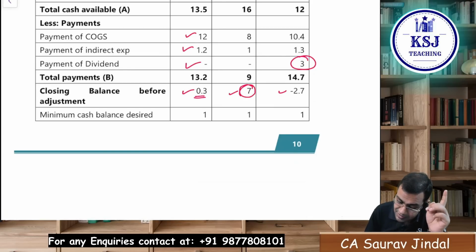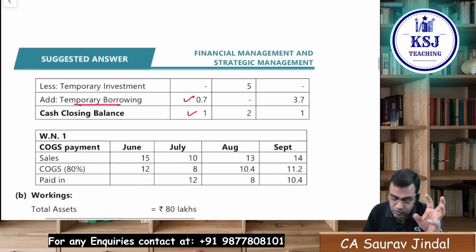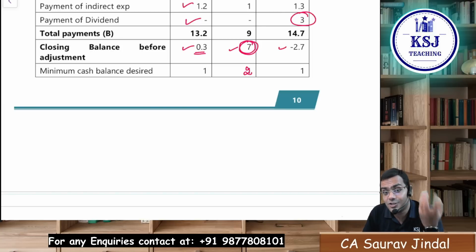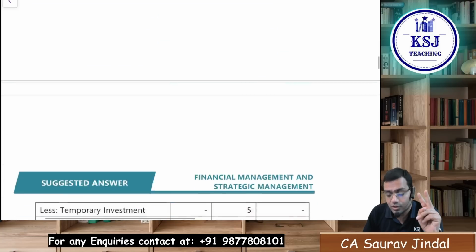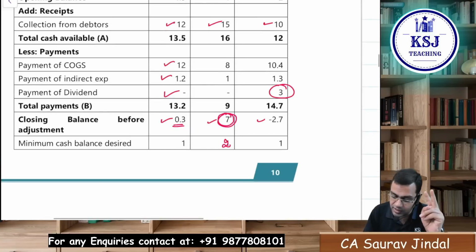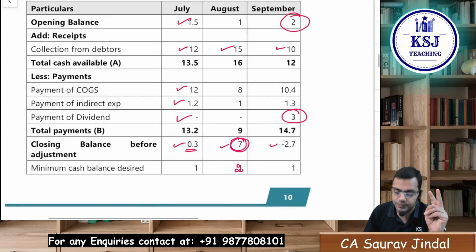If you look at August, you are having an excess of 7 lakh rupees, right? What is the minimum balance you want to keep? Here you will keep 2. Because if you are having in excess of 2, you will keep 2. You will invest 5. Closing balance will be 2. So here the opening balance will be 2.